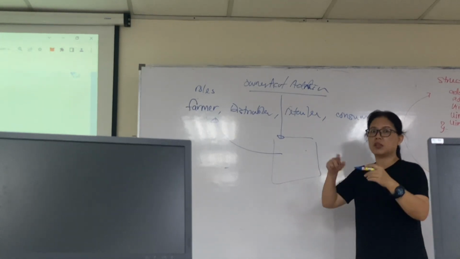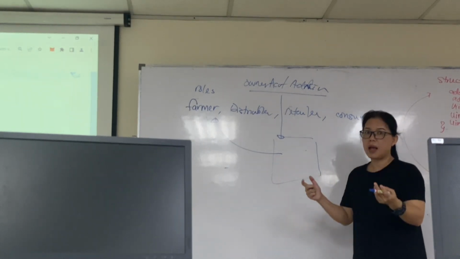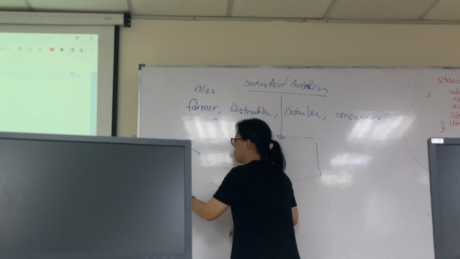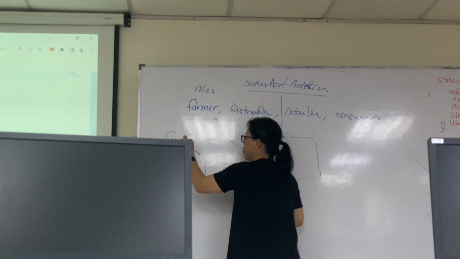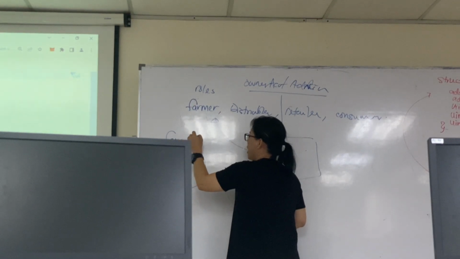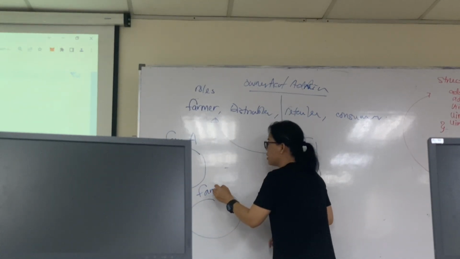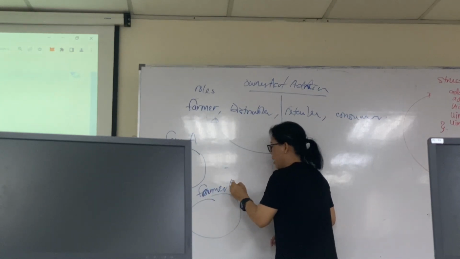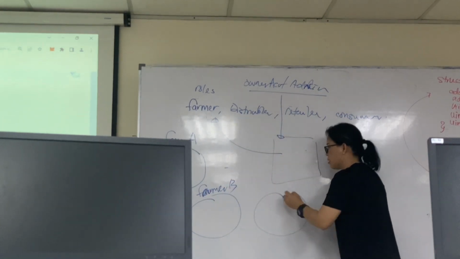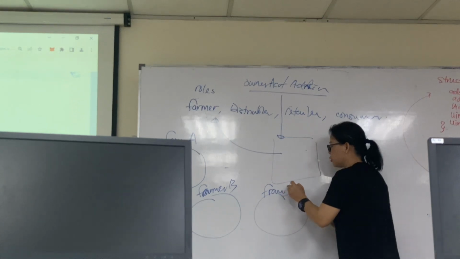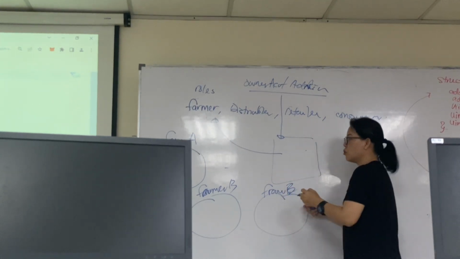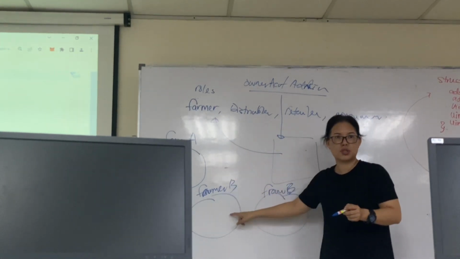So your farmer has an address, maybe a name. Let's say this farmer is called farmer A. Okay? Farmer A. Then here is farmer B. So how many farmers do you want to have? Farmer B and so on, and farmer C. What is the address for the farmer? So you need to define the structure for that.